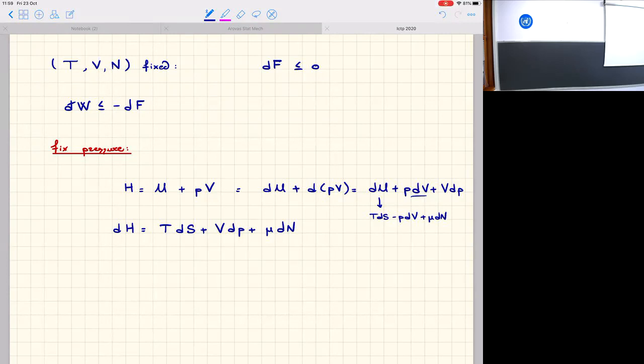But why would you write fixed pressure? Because I want to find a thermodynamic potential with which I can describe a situation in which I fix pressure, entropy, and number of particles. And if I do so, you see that I get dS, dP, dN. And therefore, at the end of the day, I will get T equal to dH/dS, fixing all the other variables, V equal to dH/dP, fixing all the other variables, and then mu equal to dH/dN, fixing all the other variables.